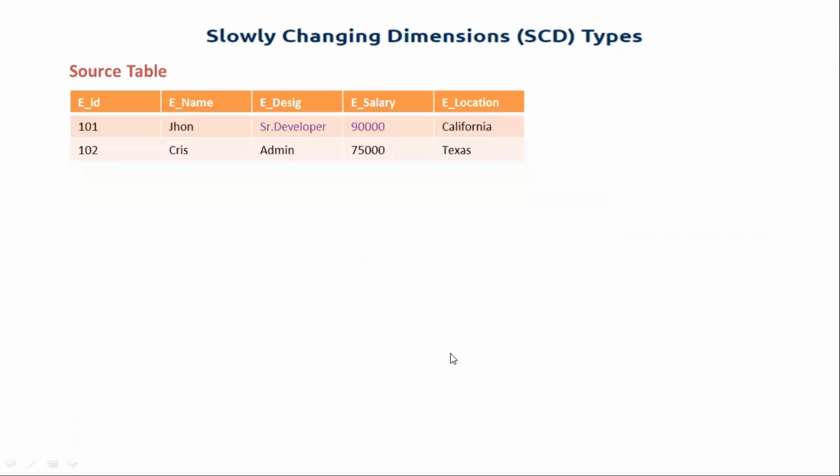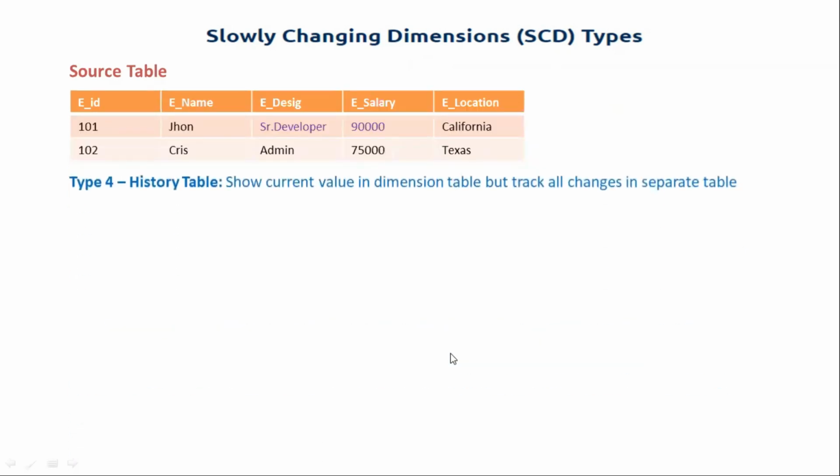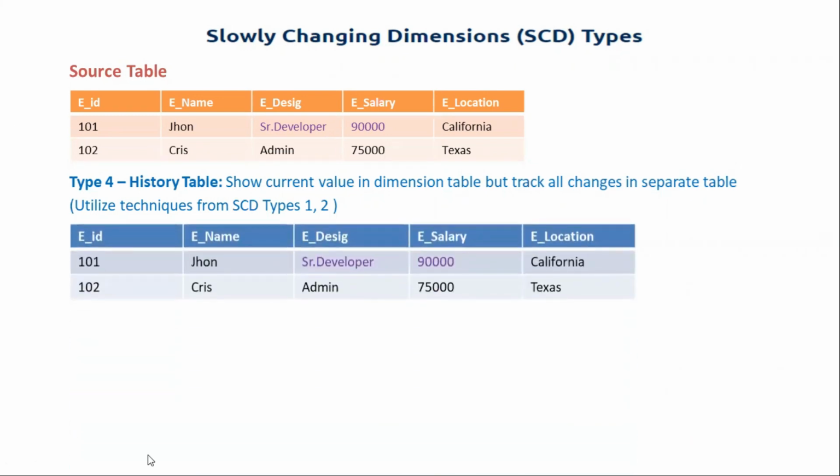Okay, coming to type 4. Type 4 is easy, I already told you. If you remember type 1 and type 2, type 1 is insert override, which maintains only one record, the current record, without any history. Type 2 is history plus present record. Though I am taking only a single example since from the beginning, in real time it may be different. See guys, type 4 is the combination of, we can say, type 1 and type 2.